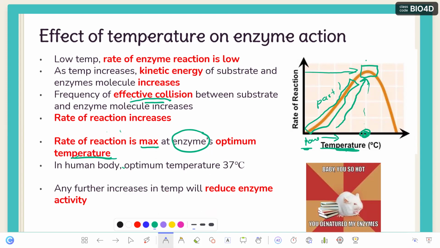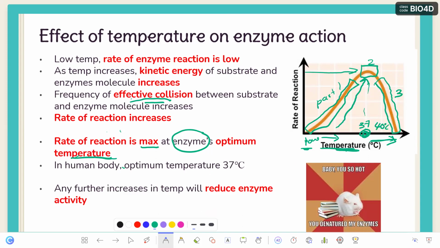And then let me explain, this is the second part. Okay, now the third part, why is the graph going down? This part, the part 3. Okay, now part 3, you see, as the temperature increases, for example, this is 37, right? If you further increase your body temperature, you have a fever, right? Your fever is until 40 degrees Celsius.